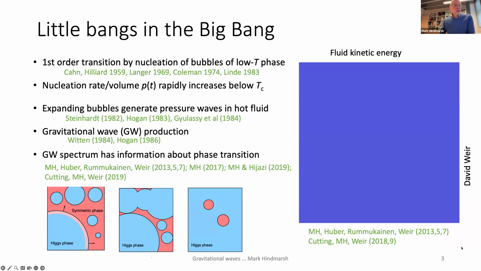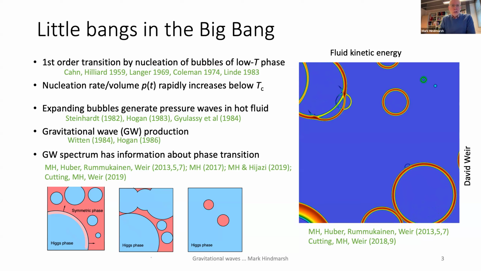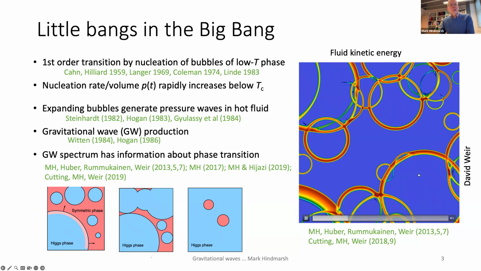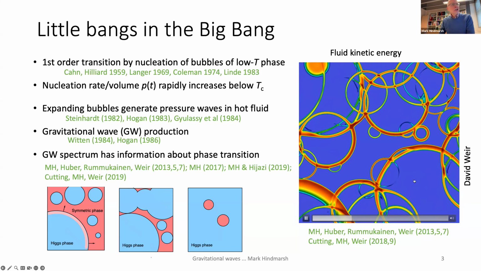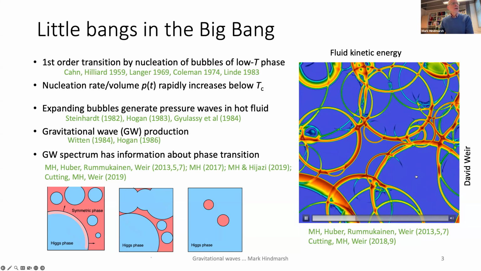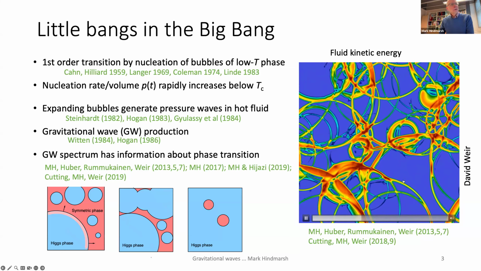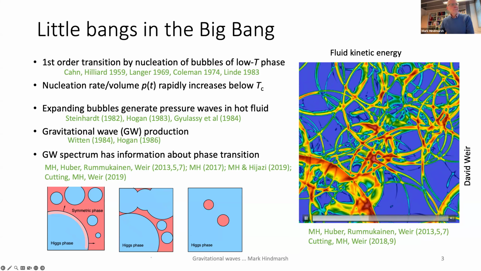So, supposing there were a first order transition in the early universe, what would have happened? Well, it would have proceeded, we think, by nucleation of bubbles of the low temperature phase. They expand and merge, and eventually the stable, low temperature phase takes over. Now, this animation shows the kinetic energy in a fluid simulation, which I'll talk about a bit more later on. The hot-looking regions are regions where the fluid is moving, whereas the cold-looking regions of the fluid are stationary.